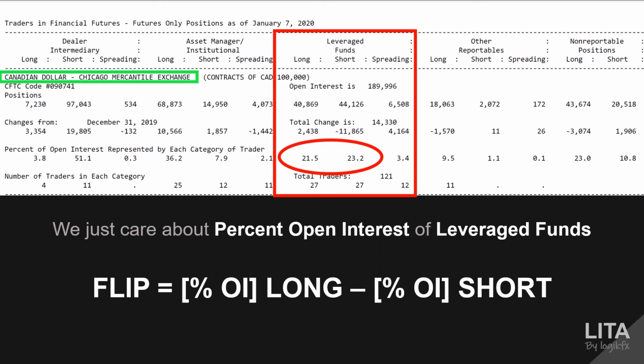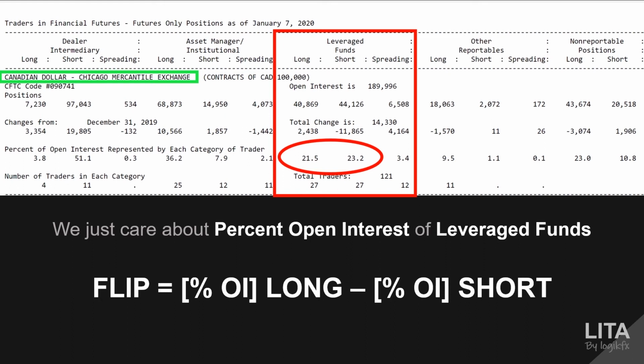Well, we use that to calculate something called the flip. The equation's on your screen right now. You should be able to see it. The way this works is we're minusing the percentage of buyers from sellers, and what we end up getting is the net overall position. It tells us overall whether these leverage funds, which is a synonym for hedge fund, are buying or selling the Canadian dollar, because this is the report for the Canadian dollar.